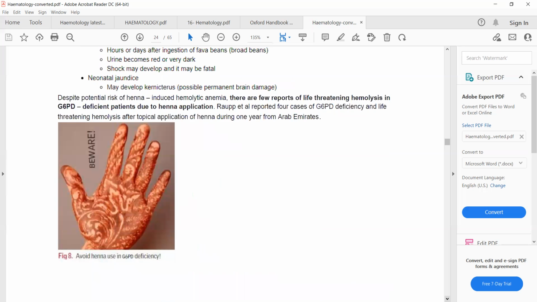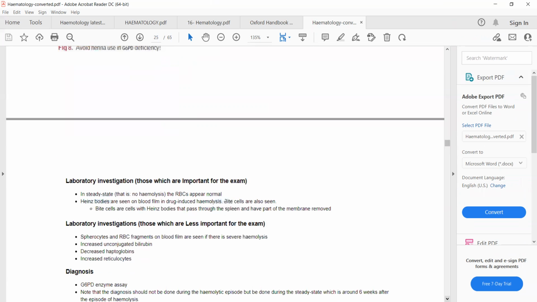Remember that another risk factor, though it's very rare, is that the use of henna can cause life-threatening hemolysis in G6PD deficiency. Still, it has a potential risk of inducing hemolytic anemia in patients with G6PD deficiency. So that's why the use of henna should be avoided in G6PD deficiency.